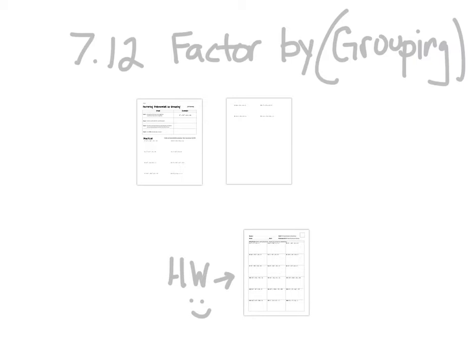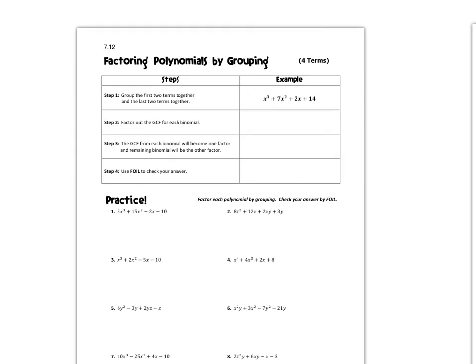So your notes are slightly out of order, but I think this will help us when we go to factor, because I'm going to change the order that we're going to factor in. So today we're going to factor by grouping, as you see there. And so this will be 7.12. So find this page in your notes, and then we'll get going.